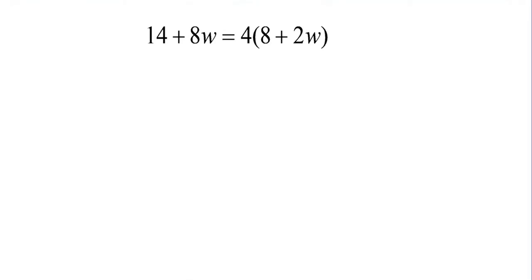Let's take a look at this one. Again, I've got parentheses on the right-hand side. I've got variables on both sides. My left-hand side is not going to change, but the right-hand side, I need to use the distributive property, and that gives me 32 plus 8w. And again, I run into a situation where I don't have the identical things on both sides of the equation, but I do have the same coefficient.